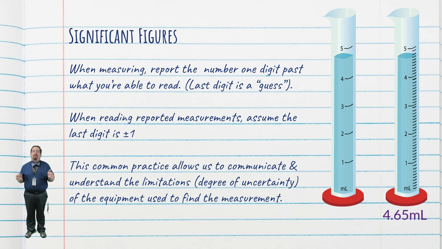Anyone can read that and know that my graduated cylinder reads all the way to the tenths place, and the actual volume could be anywhere between 4.64 and 4.66 milliliters.